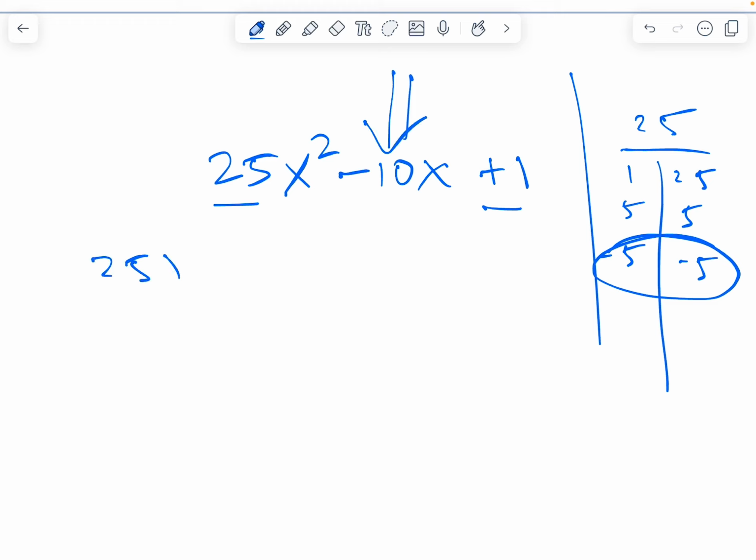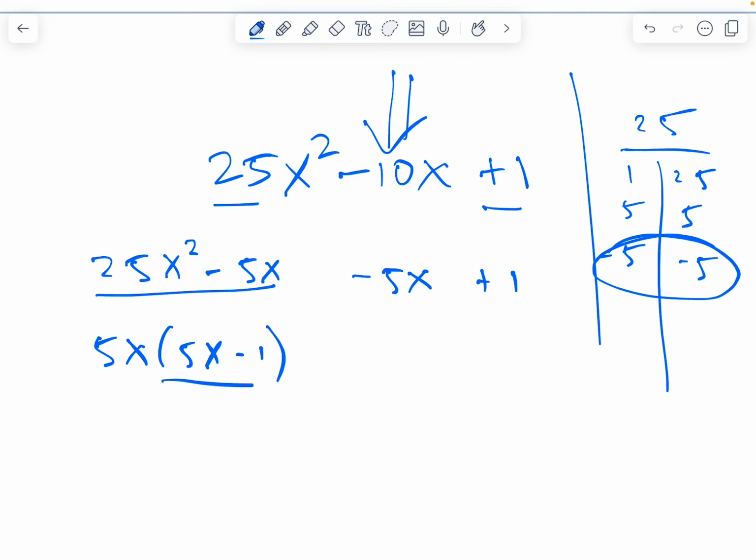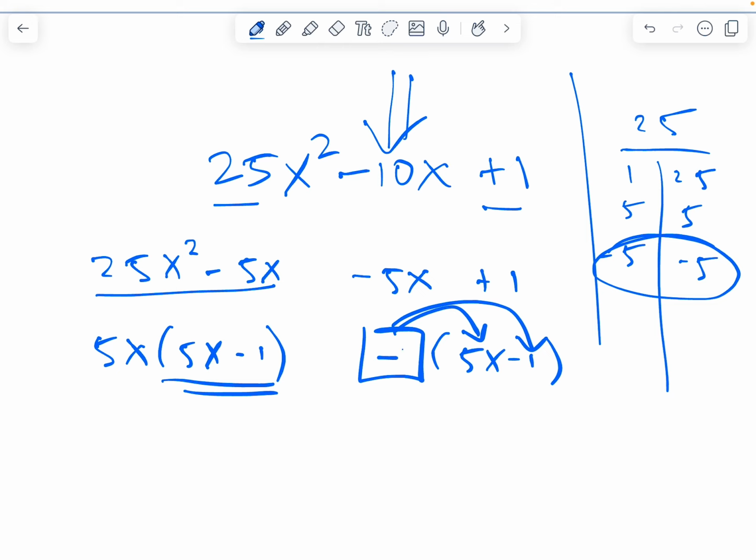So now we've got 25x squared minus 5x minus 5x plus 1. So we're going to factor out 5x out of this one. 5x minus 1. And I know I want to have a 5x minus 1, so I'm going to write 5x minus 1. Now what do I have to put there so that when I distribute, I get a negative 5x and a positive 1? I'm just going to put a negative 1. So negative 1 times 5x is negative 5x. Negative 1 times negative 1 is positive 1.